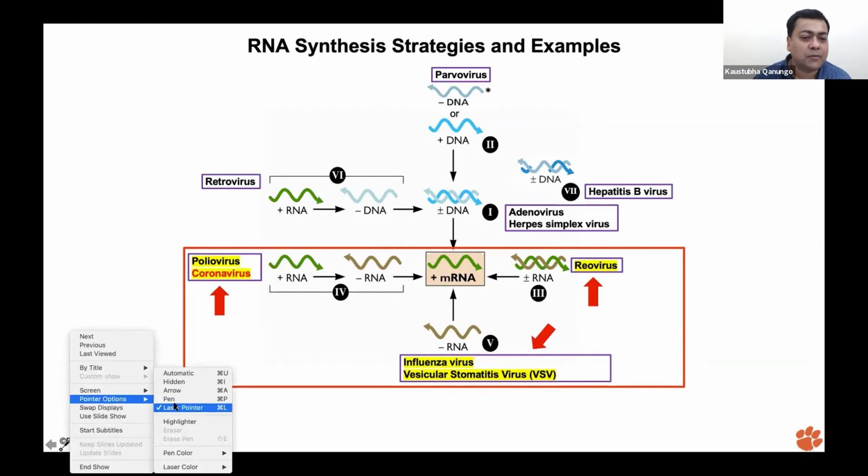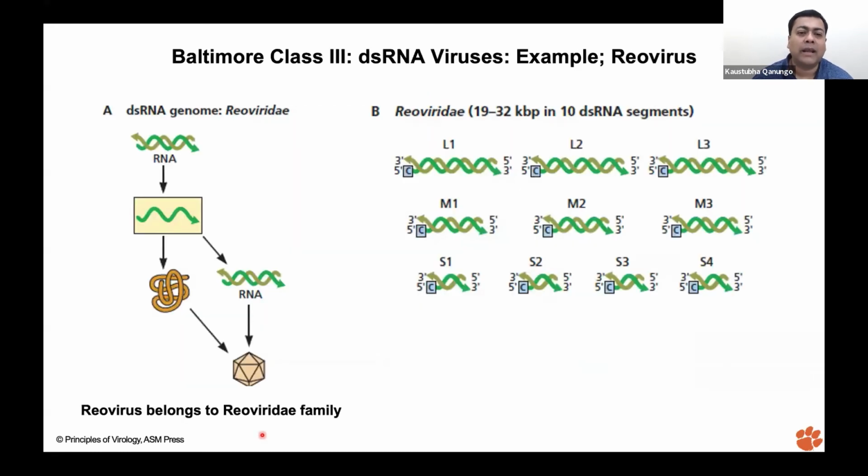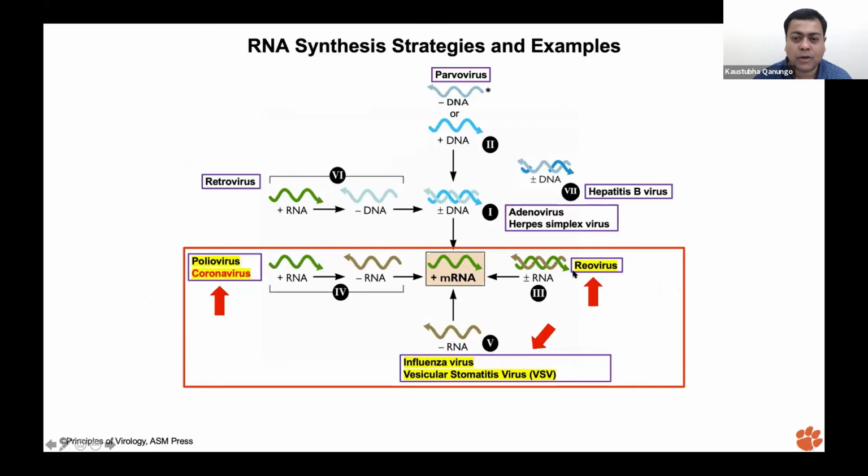And now things will get a little bit difficult, so just bear with me, because we will go into a little bit of hardcore molecular biology to some extent. So the first one is the Baltimore class 3. We will start right here with class 3, then we'll discuss class 4, then we'll go to class 5.